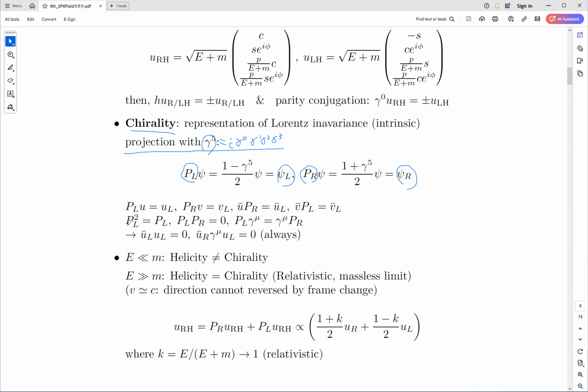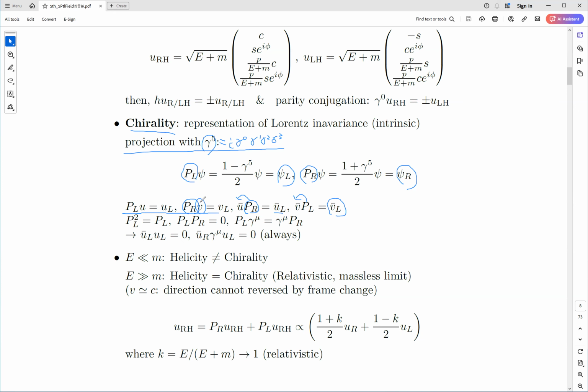This is the projection operator, so this behaves like a projection. But for the adjoint spinor, if P_R acts on the adjoint spinor, this becomes a U_L bar. And if P_R acts on the adjoint of V, the anti-matter spinor, then this becomes a V_L bar. So for the anti-matter spinors, the projection operators act like the opposite chirality.